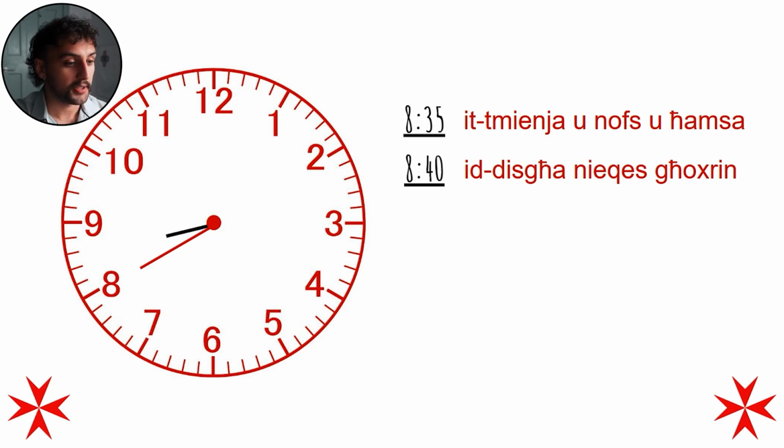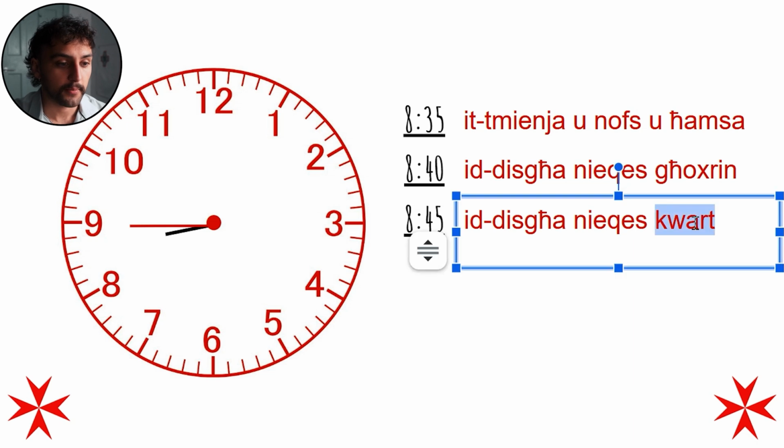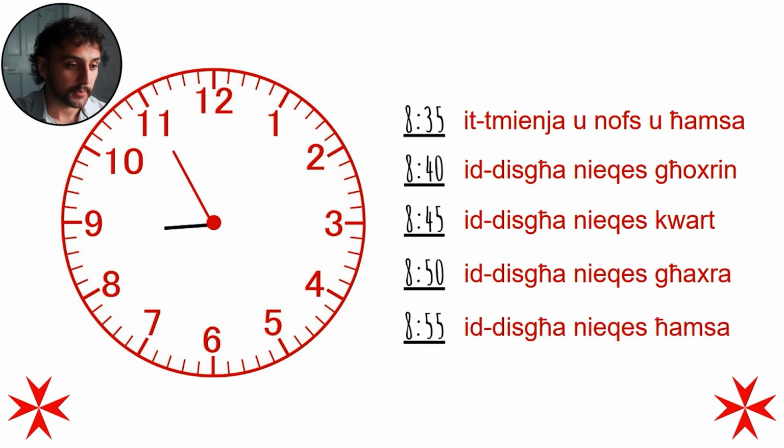Anyway, let's now look at the time idissa ni es quart. Remember, quart right here means quarter. So the literal translation here is the 9th hour minus a quarter. Next, idissa ni es ashra. And ashra, of course, meaning the number 10. So this is how we say 10 to 9. And to say 5 to 9 in Maltese, you would say idissa ni es hamsa. And of course, hamsa means the number 5.